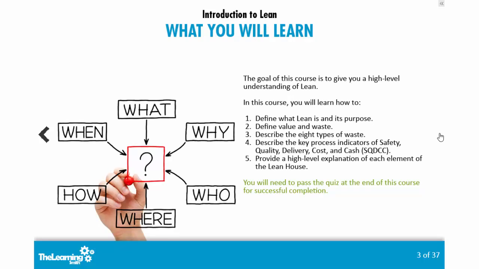The goal of this course is to give you a high-level understanding of Lean. In this course, you will learn how to define what Lean is and its purpose, define value and waste, describe the 8 types of waste, describe the key process indicators of safety, quality, delivery, cost, and cash, and provide a high-level explanation for each element of the Lean house.